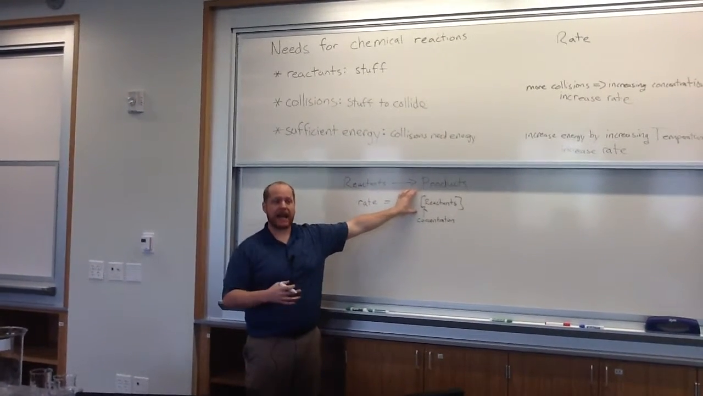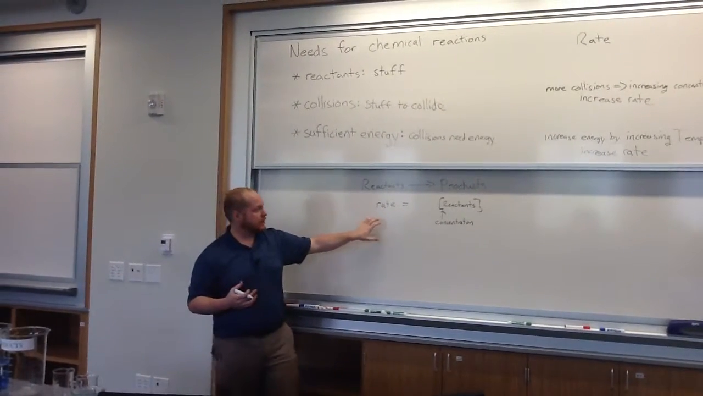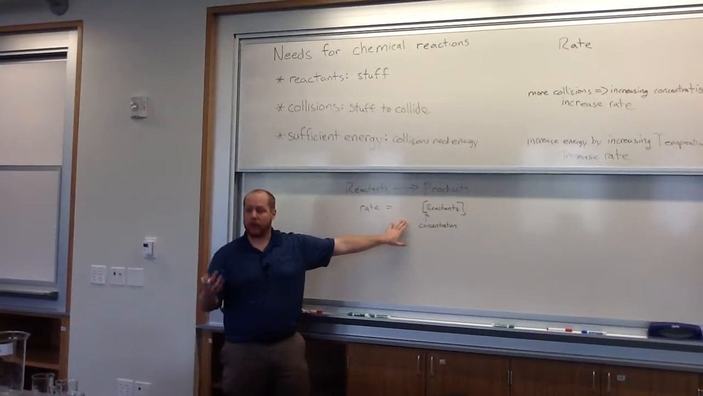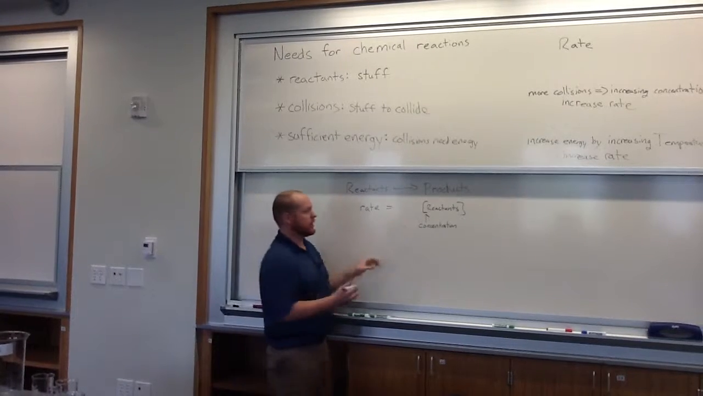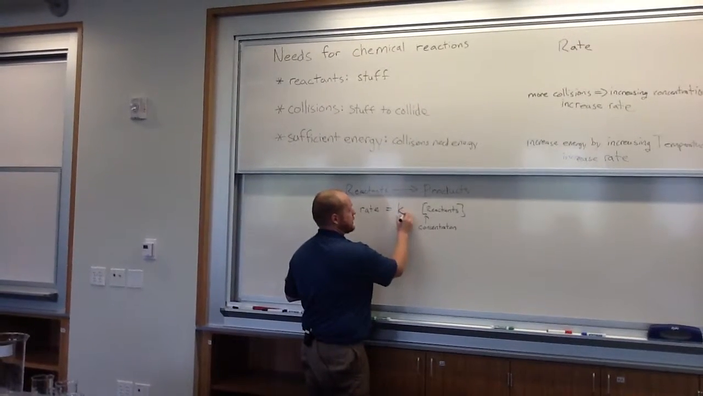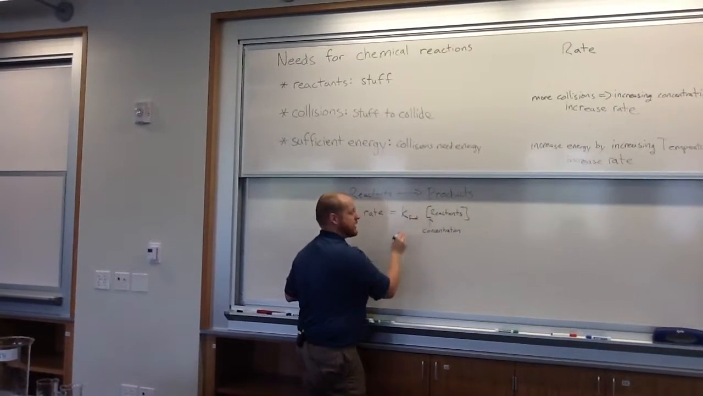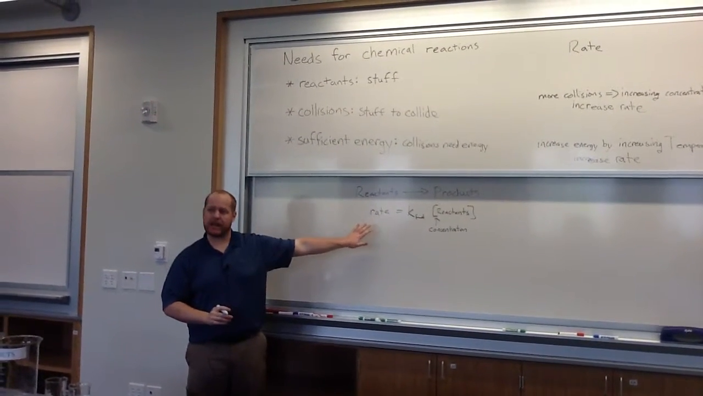And so for a reaction to occur at a specific rate, we can look at it as proportional to the reactants, but it's also proportional to how those reactants react with each other. And we're going to put a proportionality constant in there for a reaction. We're going to call that KFWD, standing for K forward. We'll come back to why it's K forward in a second.